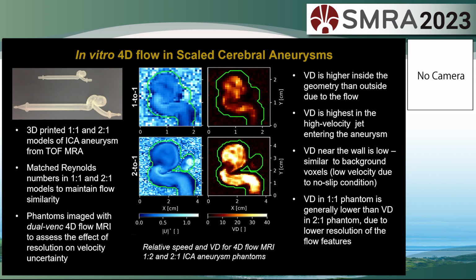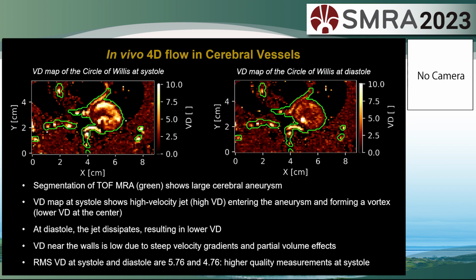I want to mention that we use the dual-venc sequence that is provided by Michael Markl's group, and we did this at Purdue. Now, we also applied the same model to in vivo measurements in cerebral vessels. Here you see a cross-section going through the internal carotid artery with a large aneurysm. That's again in vivo data from Northwestern, and we applied our algorithm.